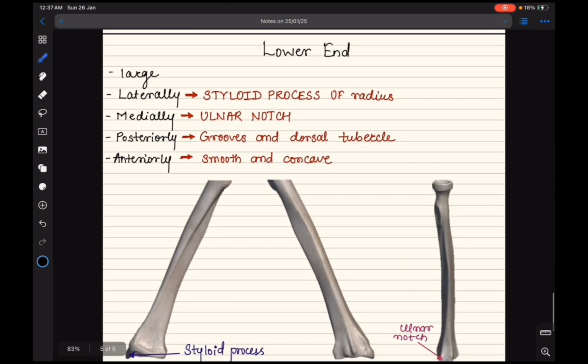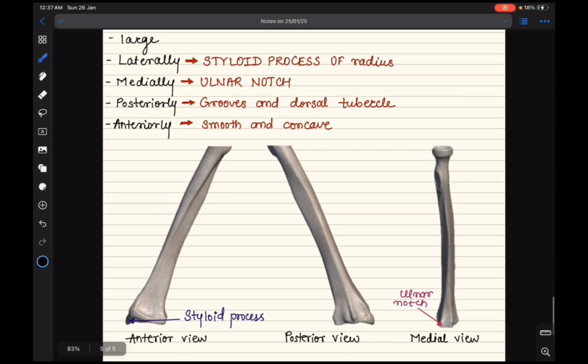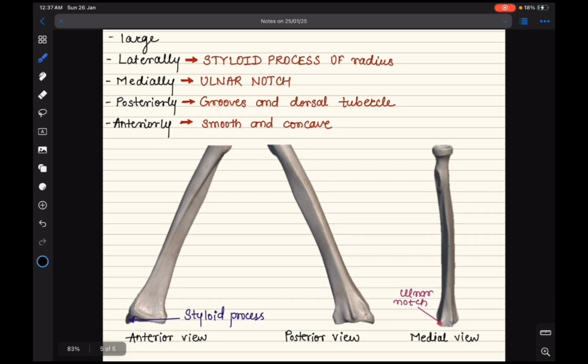Then we have the lower end. Lower end is expanded and large. Laterally, we have styloid process of radius. Medially, we have ulnar notch which articulates with the head of the ulna to form the inferior radioulnar joint. Then posteriorly, we have grooves and a dorsal tubercle. This portion is very rough due to presence of ridges and grooves. Then anteriorly, the surface is smooth and concave.